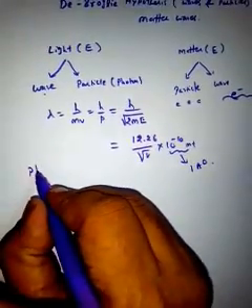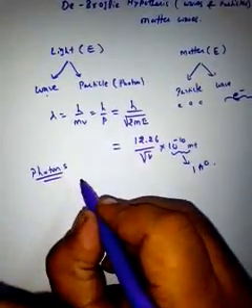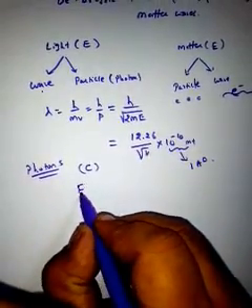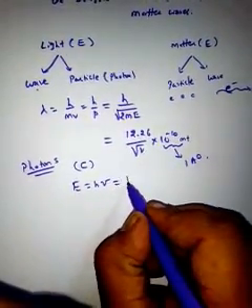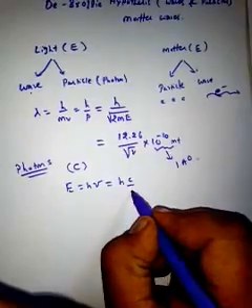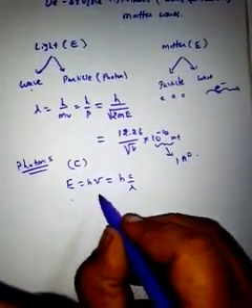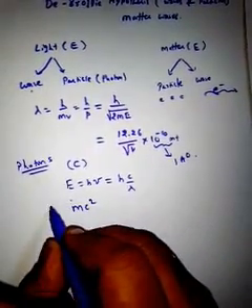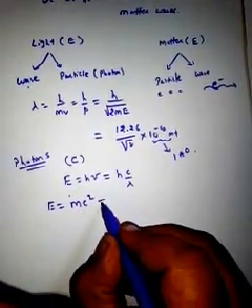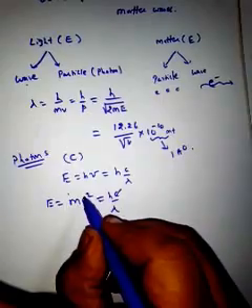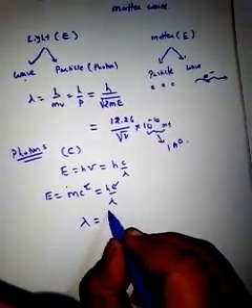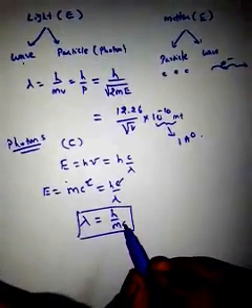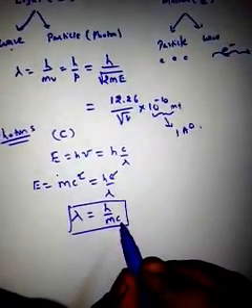In case of photons, which we know travel with the speed of light c, E is equal to h nu. This nu we can write as c by lambda. We also know that E is equal to mc square. So E is equal to mc square is equal to hc by lambda. C gets cancelled, so lambda is equal to h by mc. This is the expression for the matter wave in the case of a photon traveling with the velocity of light c.